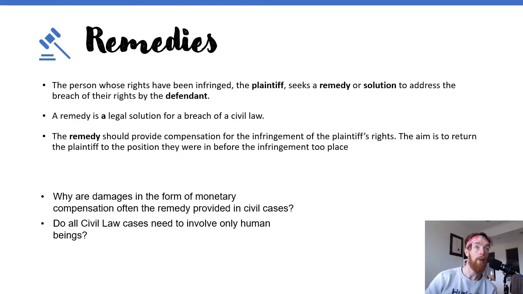So the person whose rights have been infringed, who's known as the plaintiff, seeks a remedy or a solution to address the breach of their rights by the defendant. And a remedy is a legal solution for a breach of civil law. Most of the time we see that in terms of what we call damages, which is usually in the form of money. Other times it can be as simple as an apology or a retraction if it's a defamation case, or it can be making someone finish off a contract.